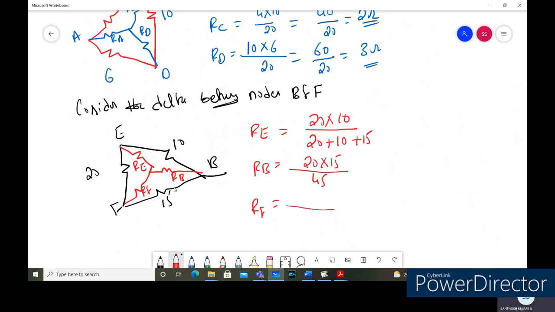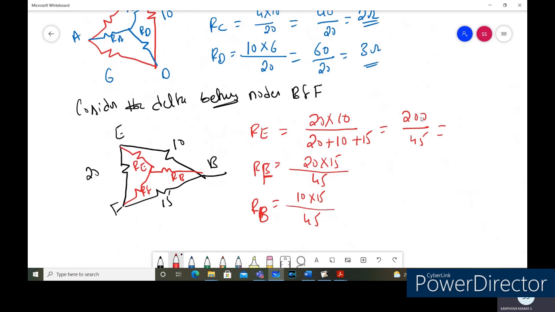And similarly, this is RF and RB. So this is RB. So RB is nothing but 10 into 15. So 10 into 15 divided by 45. So this value is 200 divided by 45. The value for the resistance will be, so 200 divided by 45.